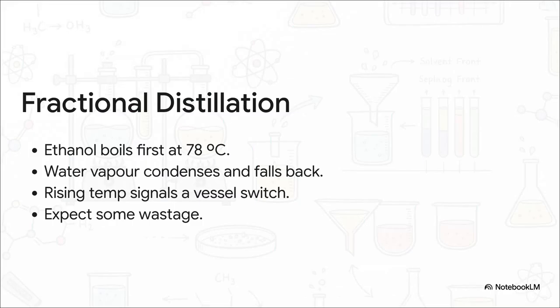When you're running this separation, you basically have to watch the thermometer like a hawk. Ethanol boils at 78 degrees Celsius, while water boils at 100. So right at 78 degrees, the ethanol vapors rise up, while the water vapors get trapped in the cooler fractionating column, condense, and fall right back down into the flask.